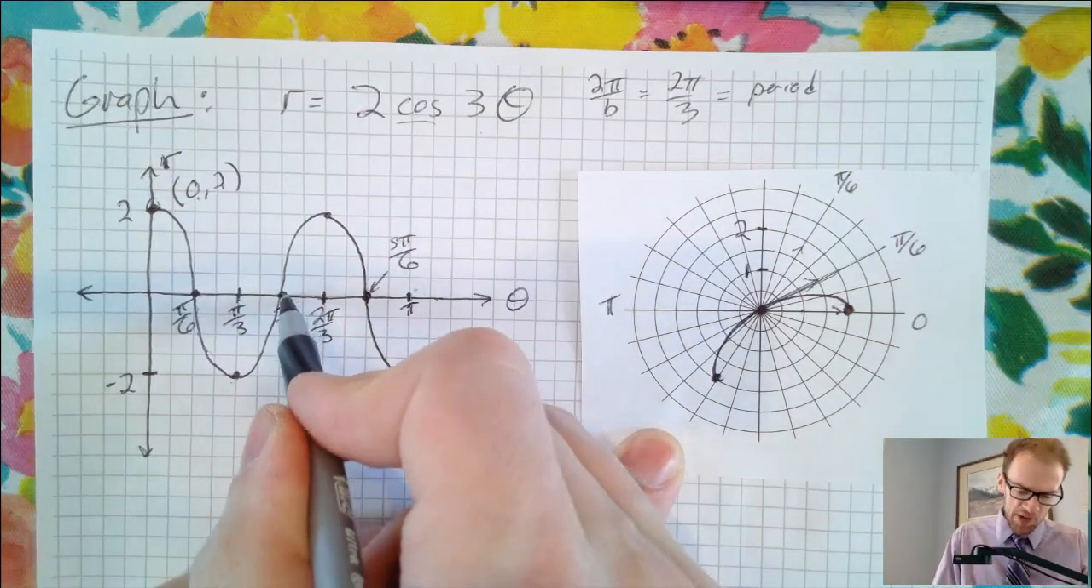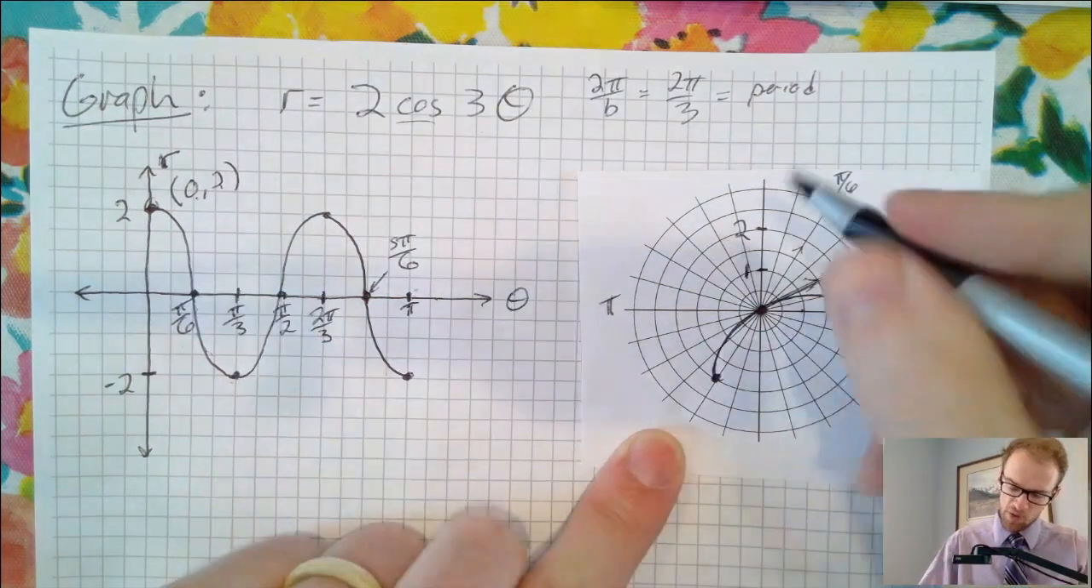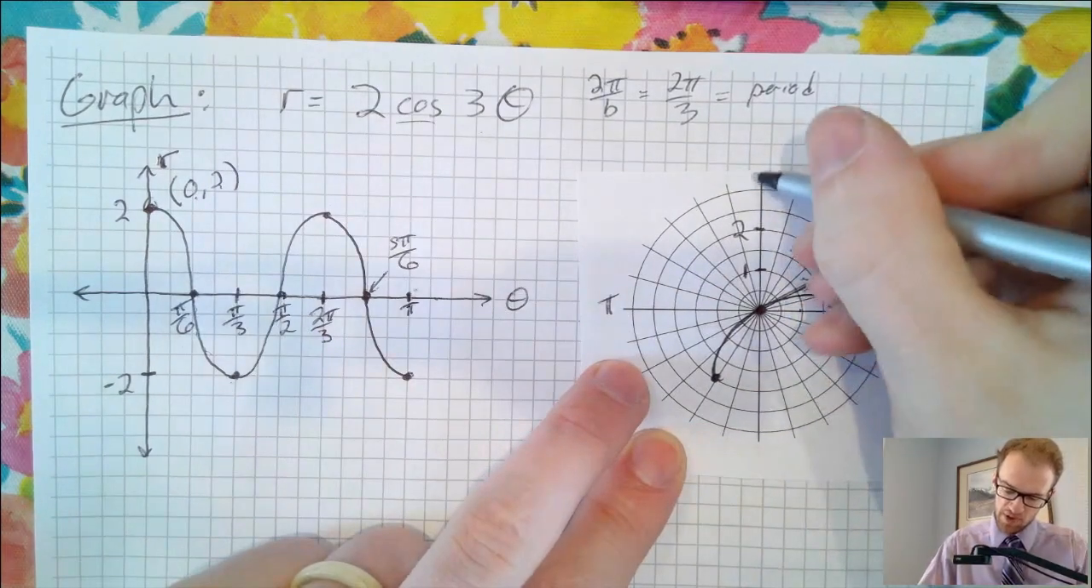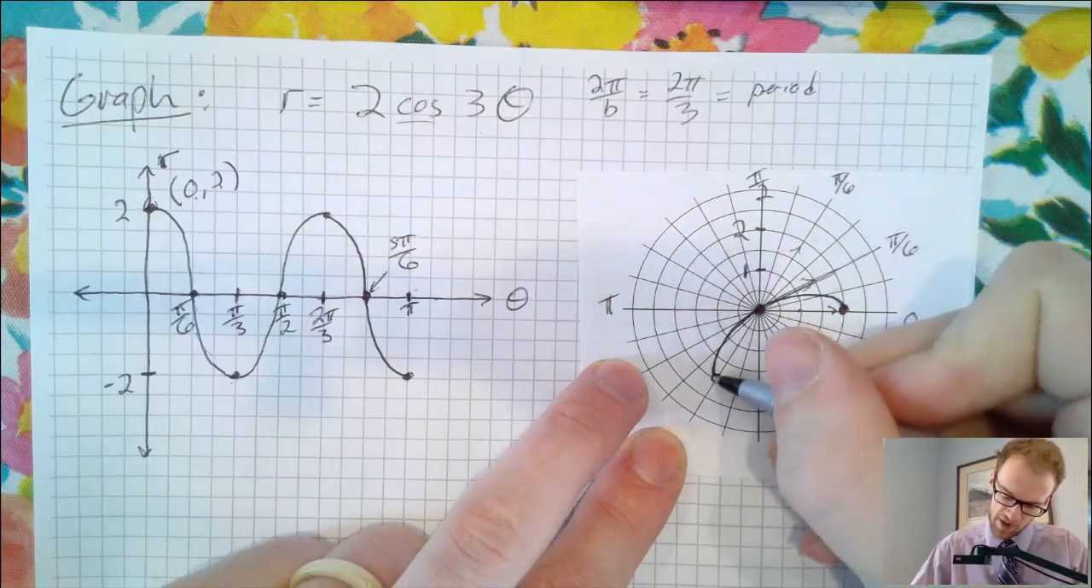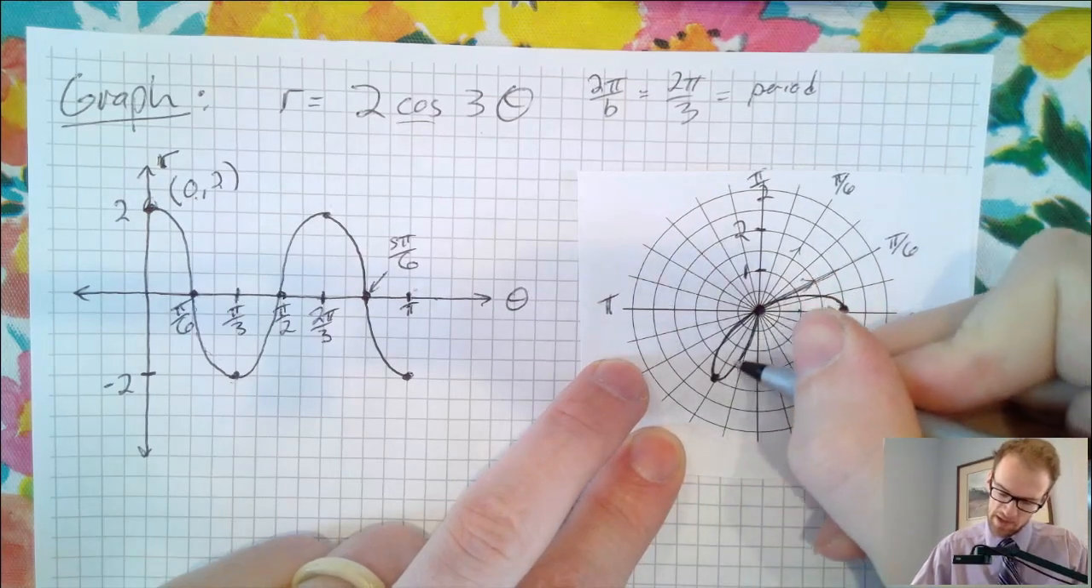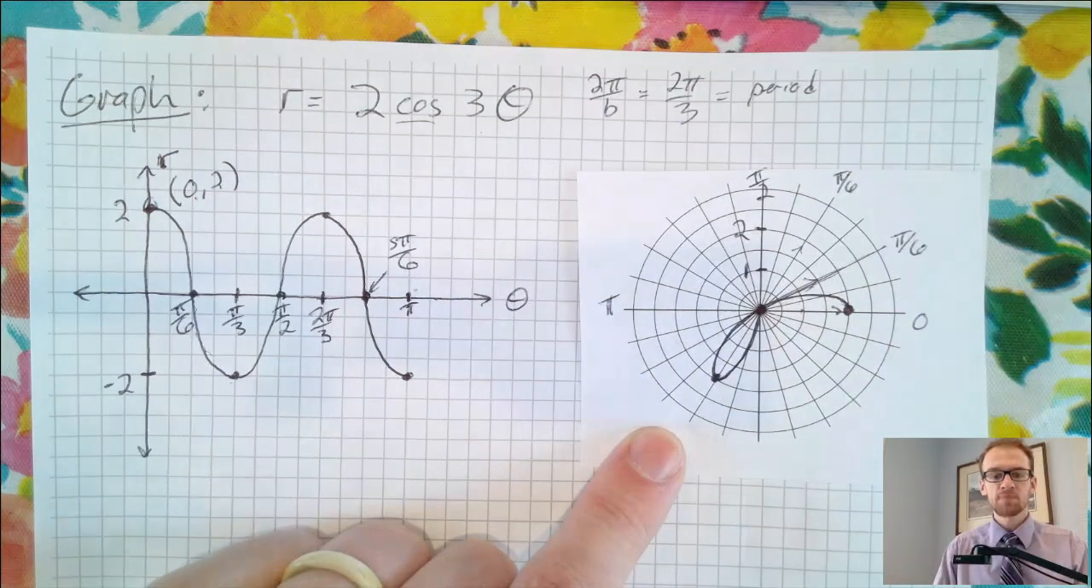Next point is pi over 2, 0. So pi over 2 is facing straight up here, and my radius is 0. So I know that my graph comes back to 0. Okay.